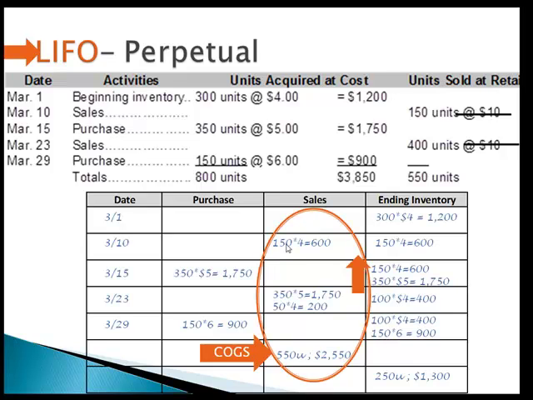Cost of goods sold, I've got 550 units. My total dollars is $2550. Ending inventory is just this last bucket, 250 units at $1,300. Okay, I can check my totals. 550 plus 250 is 800. 2550 plus 1,300 is 3850.